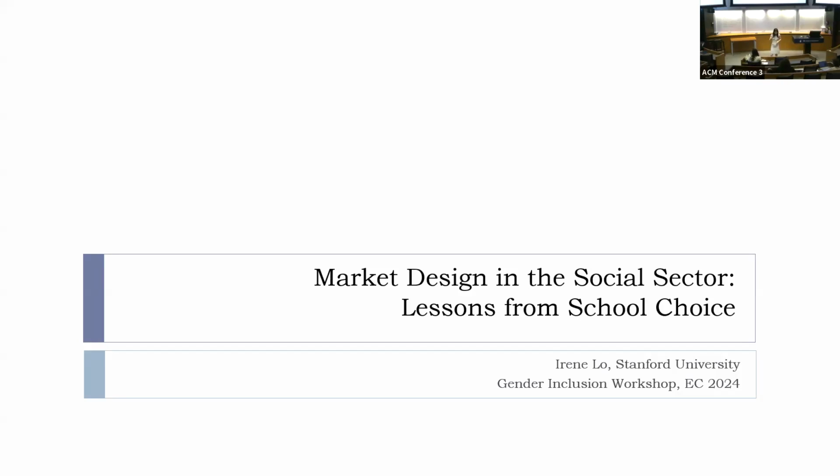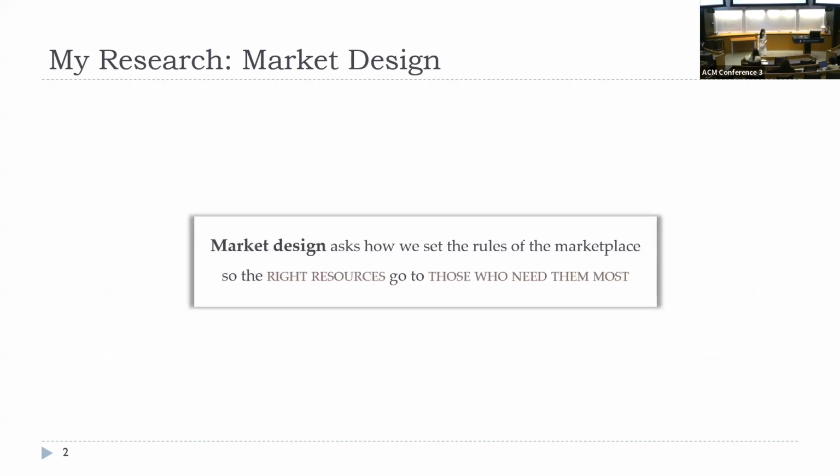Before I start talking about the specific research project, I wanted to give you a brief introduction to my research, which is in the area of market design. You've probably heard of market design. For those of you who haven't, and also for those who have, here's how I like to think about it. I like to think about a market as a place where there are things and people who need things. Market design asks how we set the rules of the place where things are assigned, traded, and allocated, so that the right things go to the people who need them most.